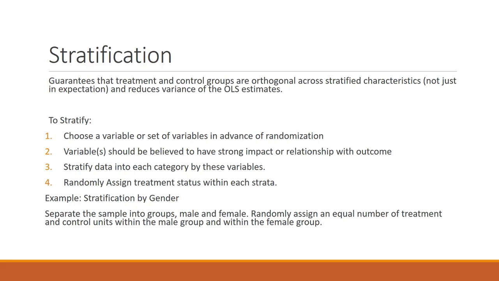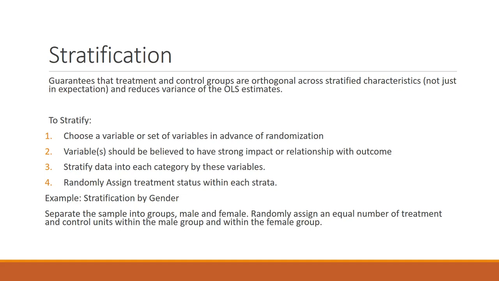All right. So let me be more clear. What we do to stratify is first we choose a variable or a set of variables in advance of the randomization. These variables should be variables that we believe will have a strong impact or relationship with the outcome variable. What we do then is we stratify the data into each category by these variables, and then we randomly assign the treatment status within each strata. I'm going to make that more clear in just a minute.